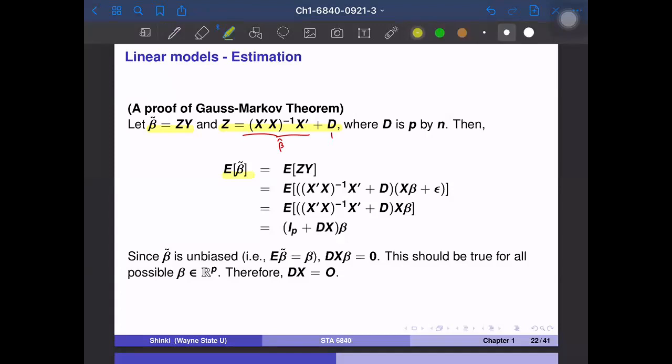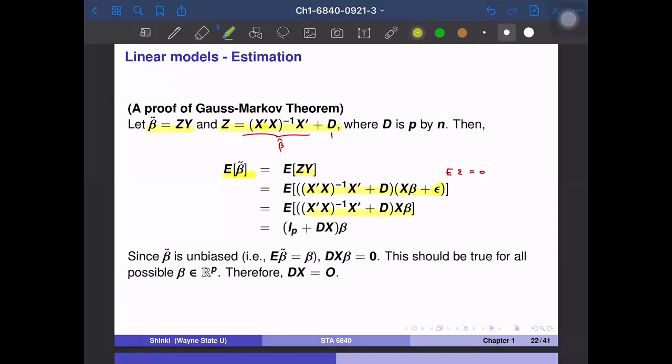Then expectation of beta tilde should be beta. So we write down this and we just simplify it to derive some property on D. So beta tilde is Zy, and Z is this matrix. And also y is equal to X beta plus epsilon. So we can get this. And remember that the expectation of epsilon is 0. So 0 times something is always 0. So epsilon can be ignored from this equation since we take expectation. So we only have the other term.